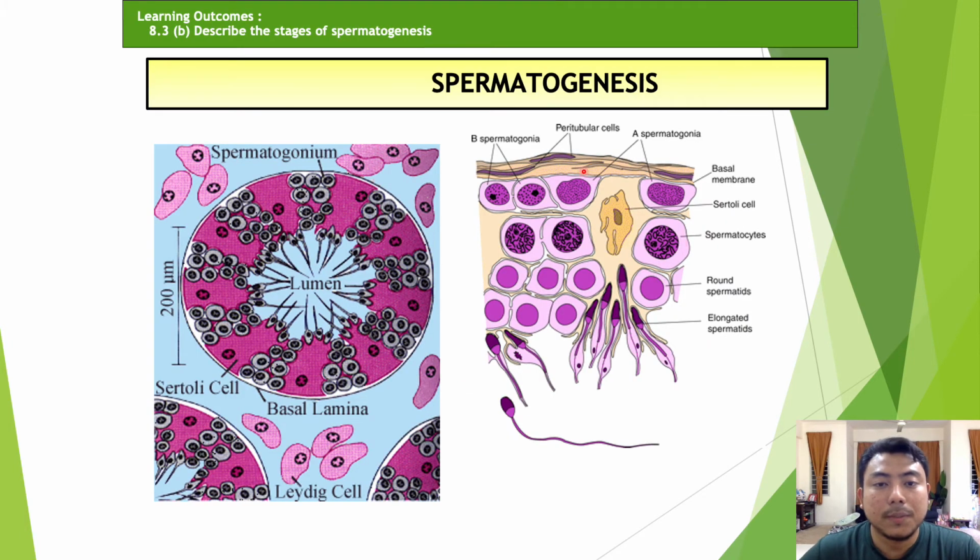So, spermatogenesis. What I meant by the lumen earlier, this big circle here is actually the seminiferous tubule. So Sertoli cells is the cell that mengelilingi, that surrounds the spermatogonium, that surrounds the spermatid and so on. So here is the lumen where next the sperm will be released.